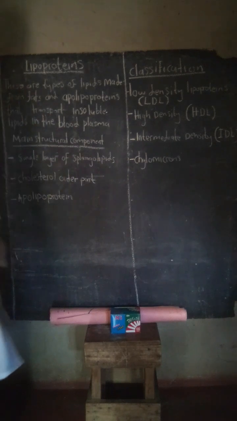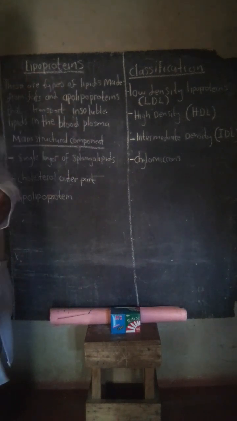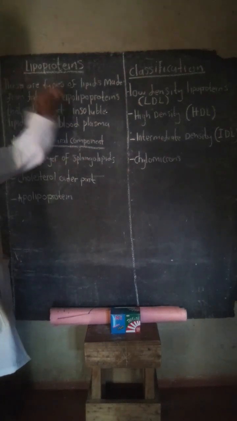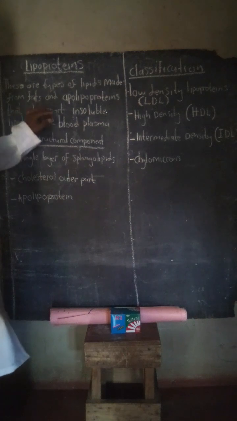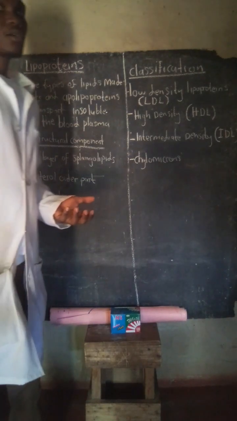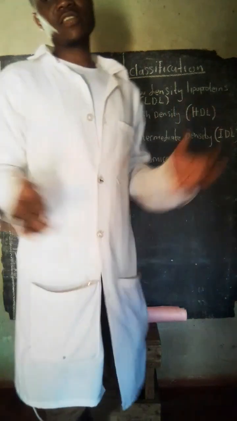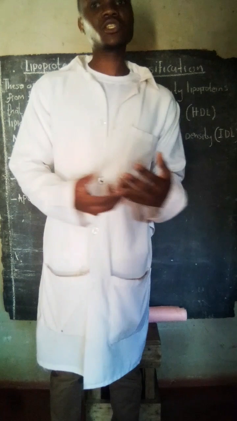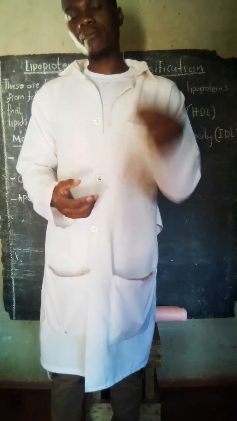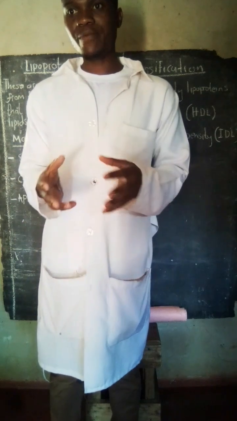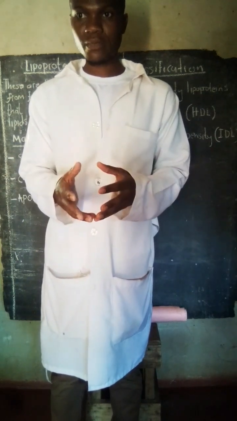call the lipoproteins. Lipoproteins are the types of lipids made from fats and apolipoproteins that transport insoluble lipids in the blood plasma. So in simple terms, you can just say these are lipids that are made from fats and proteins, which we call apolipoproteins, that transport insoluble lipids within the blood plasma.